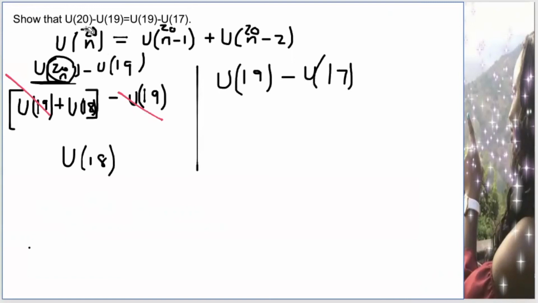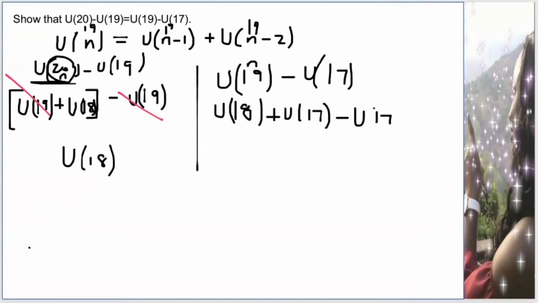So what I can do here, where I have 19, this is n. So if n is 19, I will substitute 19 in these positions. So what this is saying is that u19 is the same thing as u19 take away 1, that's u18, 19 take away 2, that's u17. So I'll have u18 plus u17 minus u17. And this would cancel, so here I have u18, and here I've shown that they are the same, is equal, proven.